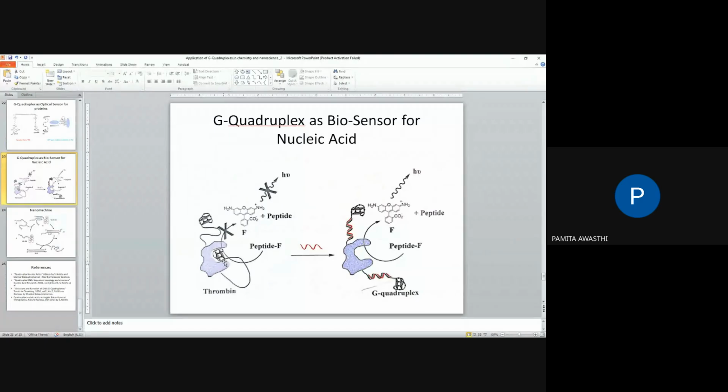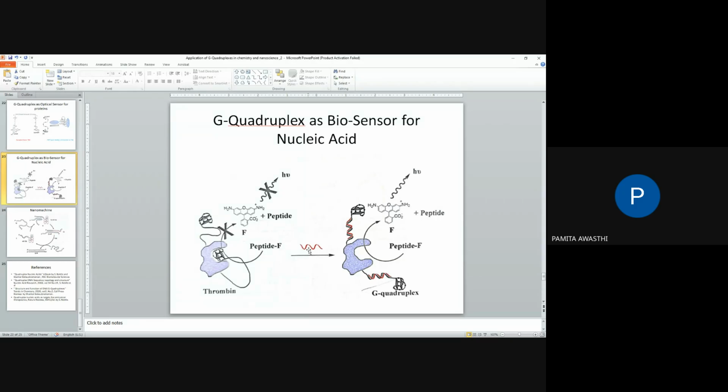The thrombin protein, this is the thrombin protein, was covalently modified with the oligonucleotide containing the TBA sequence. So this is the thrombin protein, and we have an oligonucleotide sequence which is attached to it. This is being modified. So in the absence of the DNA strand, the TBA which is attached to this sequence will fold in the form of a G quadruplex and block the enzyme active site, so no further reaction will take place.